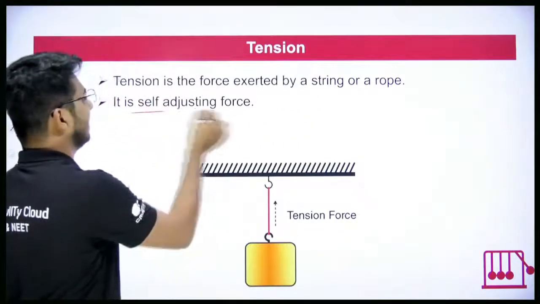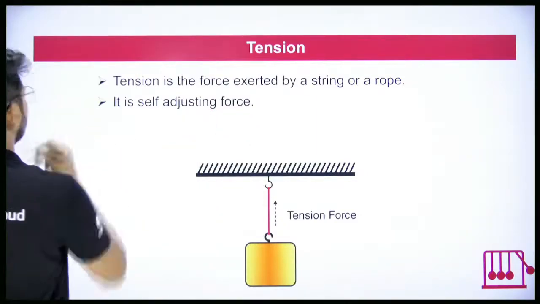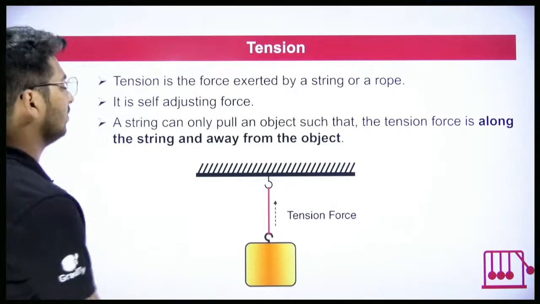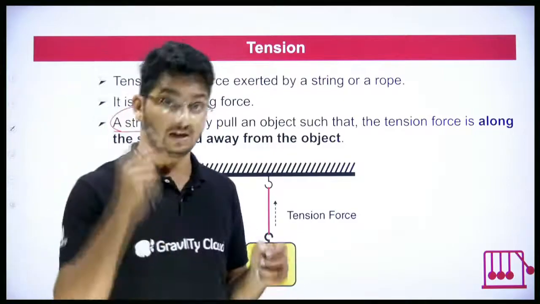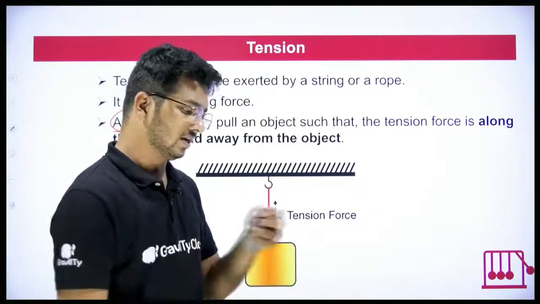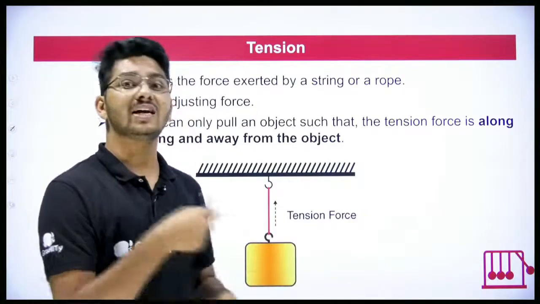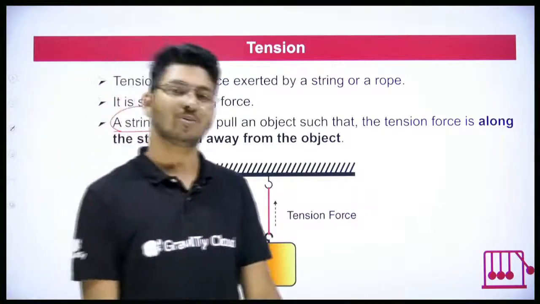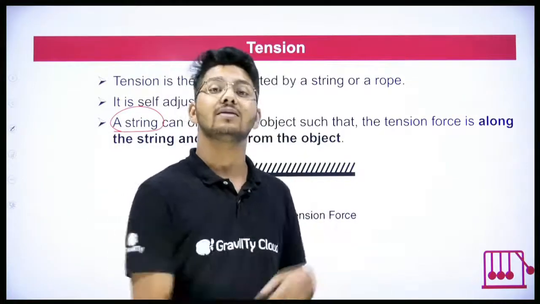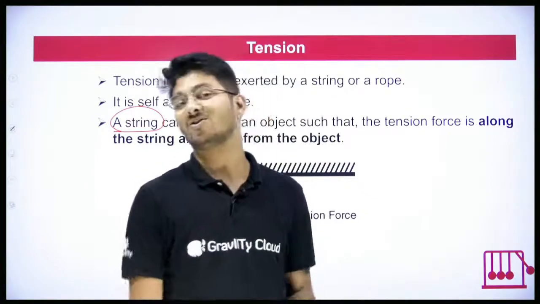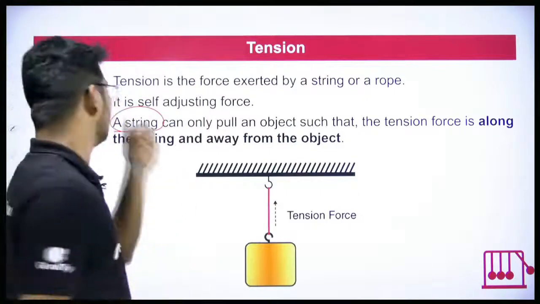So it is a self-adjusting force. Its value depends on case to case. Its value can increase or decrease. And most importantly, using a string, you can only pull an object. Imagine you are drawing water from a well. You pull using a string. You don't push it. Push is not possible. You drop the bucket and pull the rope up. Yes or no? Yes. So using a string, you can only pull. That is the reason why.